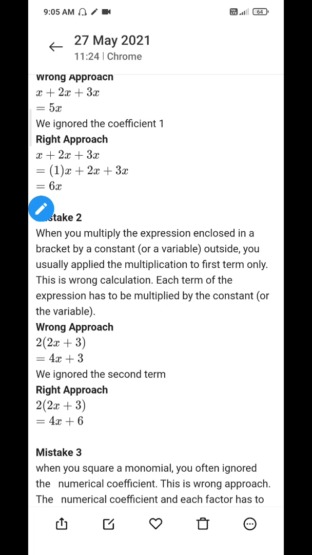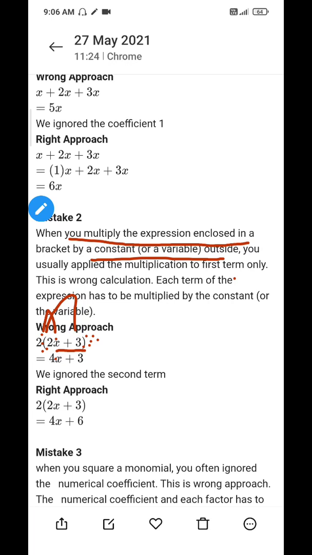And the second mistake is when we multiply an expression which has a bracket. So I am not reading, I am going with the example. See here, 2 into (2x plus 3) is given. Many students used to multiply only 2 into 2x, 4x, and they ignore the 3. It's actually wrong. Whatever is in the bracket, they all must get the same treatment. So when you are multiplying 2 with 2x, you also need to multiply with 3.